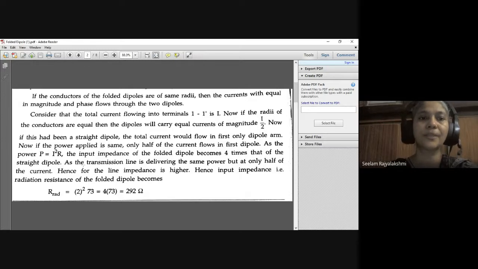As the transmission line is delivering the same power but at only half of the current, that means I by 2, hence the line impedance is higher.